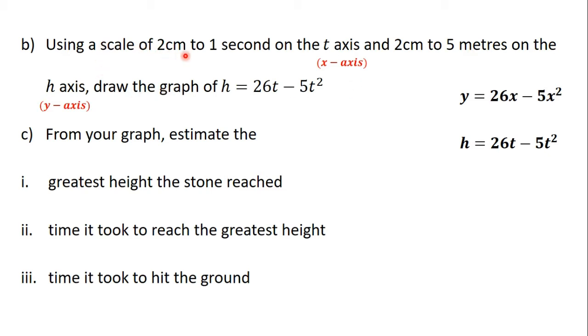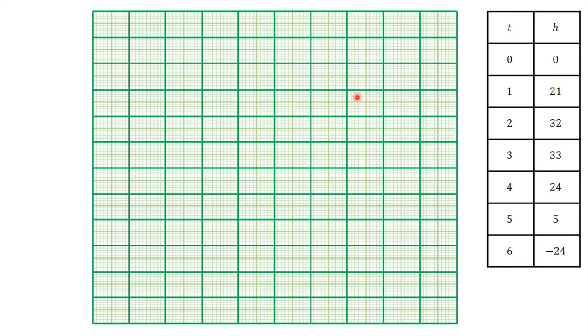So we are going to use a scale of 2 centimeters to 1 second on the t-axis, which will be the x-axis, and 2 centimeters to 5 meters on the h-axis, which will be the y-axis, to draw the graph of the relation h is equal to 26t minus 5t squared. Let's do that. So this is the graph, and these are the set of t and h values we are going to plot. The scale we are going to use on the graph is 2 centimeters to 1 second on the t-axis and 2 centimeters to 5 meters on the h-axis. Remember that we said the t-axis will be the x-axis and the h-axis will be the y-axis.